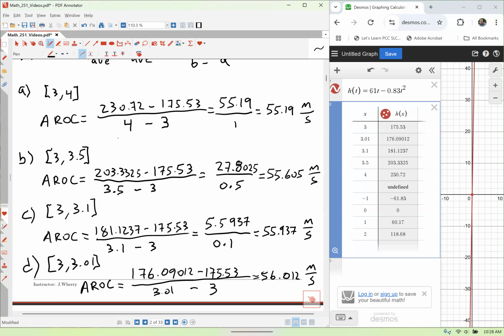So whenever anyone is asking for an average rate of change, think slope. You're looking at the change in your function outputs over the change in the inputs. So that's what it looks like for this particular example. Let's check out some more examples together.